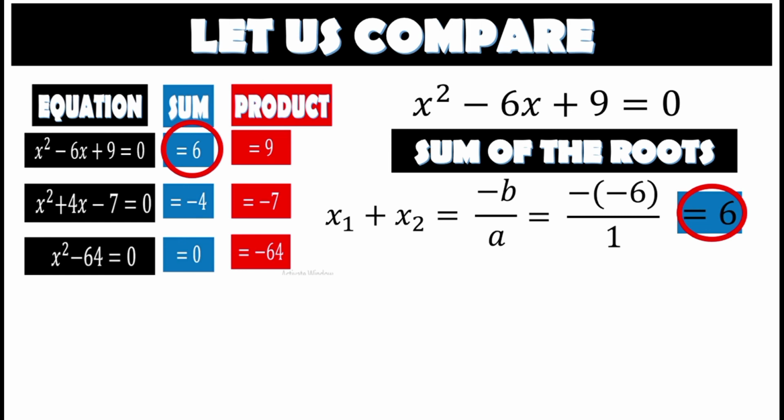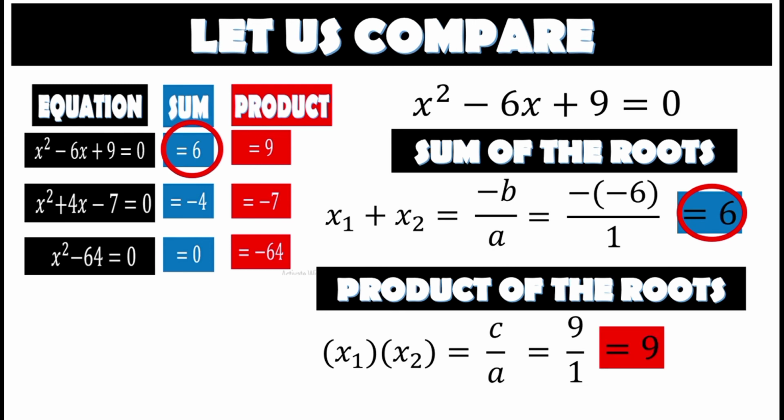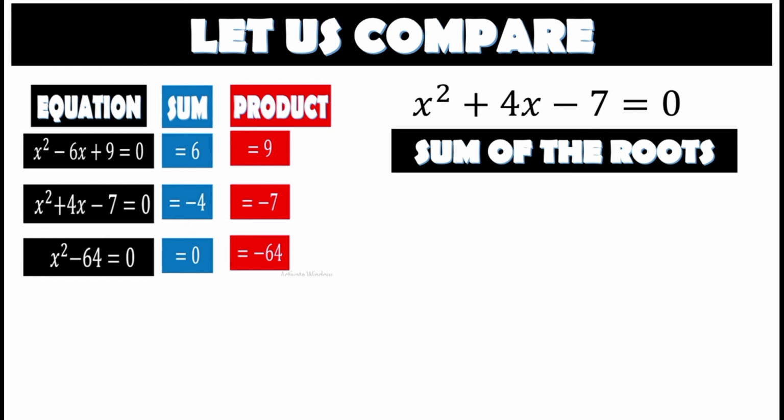Comparing, their sum is the same. For the product of the roots, we have the expression c over a. In this equation, c is equal to 9 and a is equal to 1. The answer is 9. Again, comparing the answers, they are the same. This time, let us have the second one. Let's get the sum of the roots of x squared plus 4x minus 7 equals 0, again using the expression negative b over a.